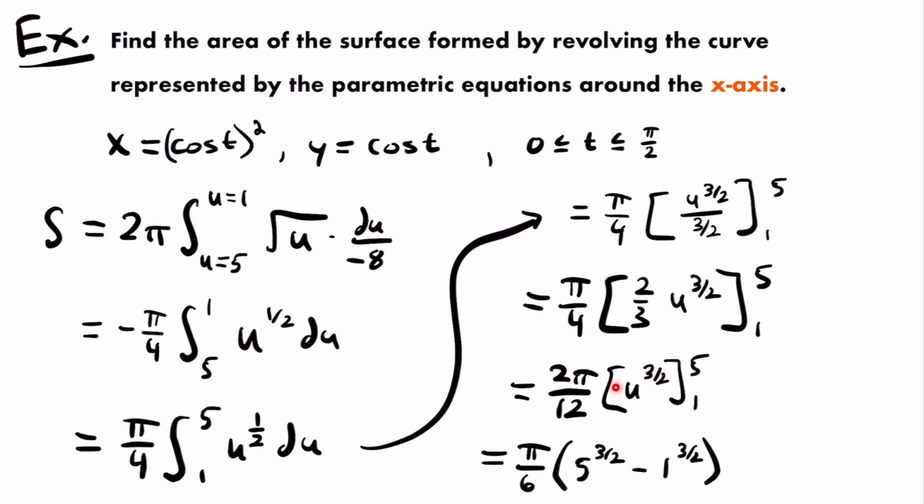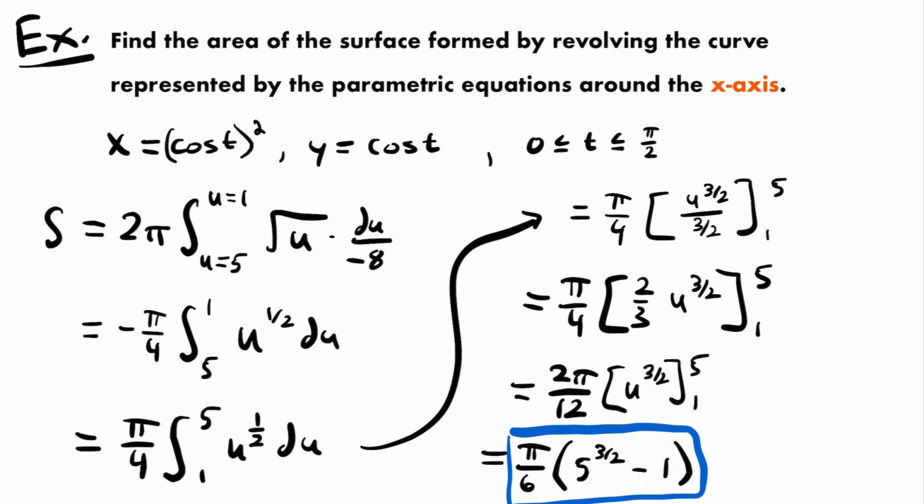right? We evaluate this expression at 5 and subtract the evaluation at 1. So we have 5 to the 3/2 power minus 1 to the 3/2 power, but 1 to the 3/2 power is just 1, right? 1 to the power of anything is 1, and so this is just going to be 5 to the 3/2 power minus 1. And this right here is the exact answer for the area of the surface of revolution in this problem.